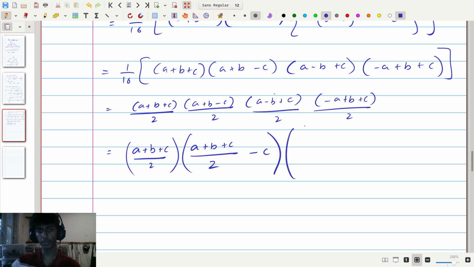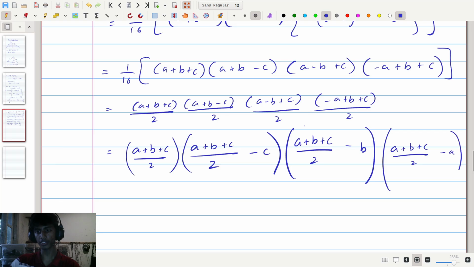I'm going to do the same thing for the next one. I'm going to write this a minus b plus c as (a plus b plus c minus 2b), and then I'm going to take that minus 2b out, divided by 2, and I'm going to get minus b. And for the last term as well, if I take this minus a out and do (a plus b plus c minus 2a) divided by 2, I'm going to get (a plus b plus c) divided by 2 minus a. So now we have this.